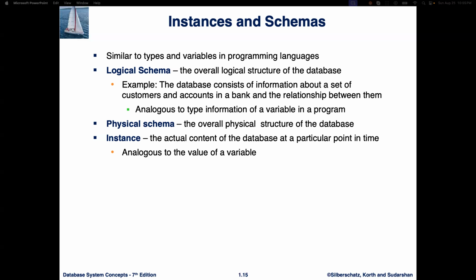An instance refers to the actual content in the database at a particular point in time. It is a snapshot of the data stored in the database, representing the state of the data at that specific moment. In our banking database example, an instance would include specific details like customer names, account numbers, balances, and transaction histories. These details change over time as transactions are made and customers update their information. In programming, an instance is like the value of a variable at a given point in time. Just as the value of a variable can change, the instance of a database can change as data is added, modified, or deleted.